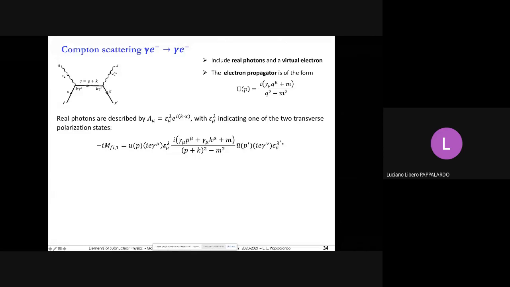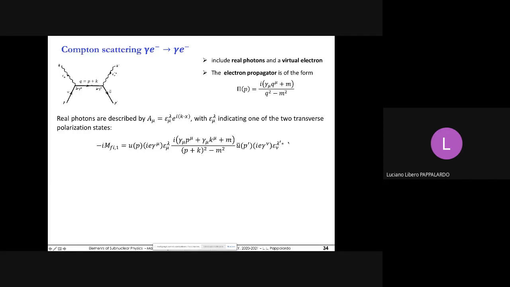For instance, this is the current at this vertex here, where we have our fermion spinor, then the vertex factor, i e gamma mu, and then the photon wave function. It turns out that these exponentials cancel, so at the end you only have to take into account the polarization vectors. Then in between you have your virtual electron propagator, where P and K are the two components of the 4-momentum of the exchanged virtual electron, and M is the mass. And then finally you have the second vertex, the final state.